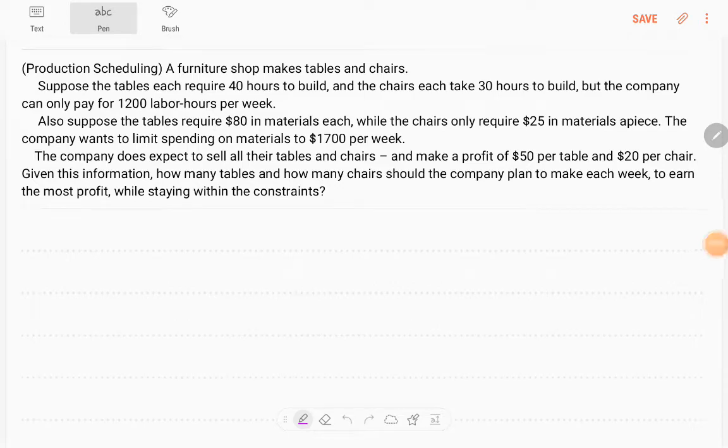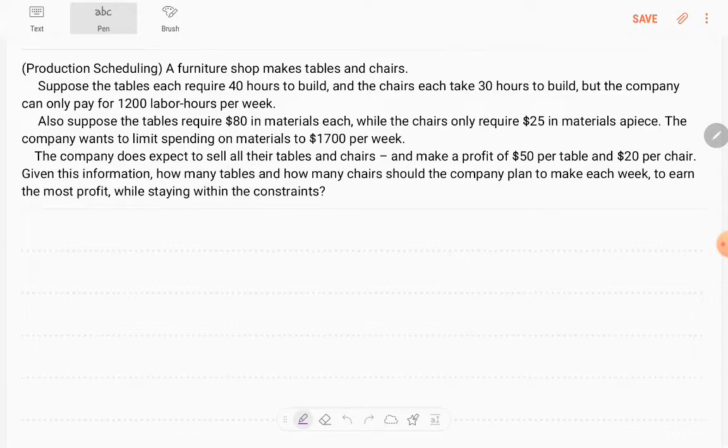Now let's look at this example. This is the typical example in the linear program. Okay, this example is the production scheduling. So a furniture shop makes tables and chairs.